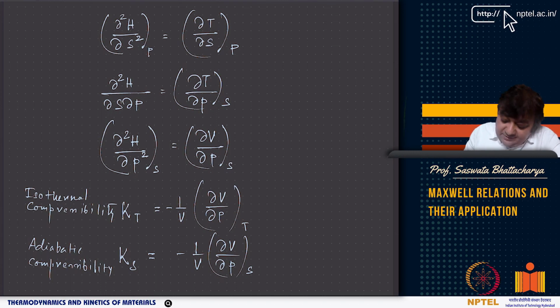Here we call it kappa T and kappa S. Kappa T is basically the isothermal compressibility, that is at constant temperature, which we have defined previously as minus 1 by V (∂V/∂P) at constant temperature. We can also think of adiabatic compressibility where entropy is constant, so kappa S is minus 1 by V (∂V/∂P) at constant S. So you have (∂V/∂P)T here and (∂V/∂P)S here. Now if I tell you to find the relation between kappa T and kappa S, that is isothermal compressibility and adiabatic compressibility, you can use these relations.